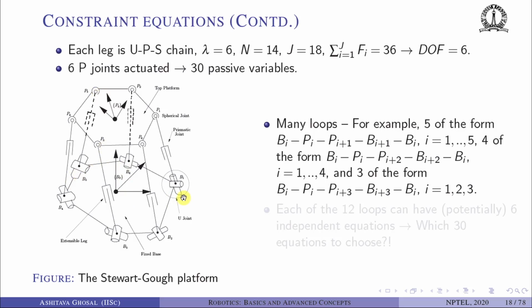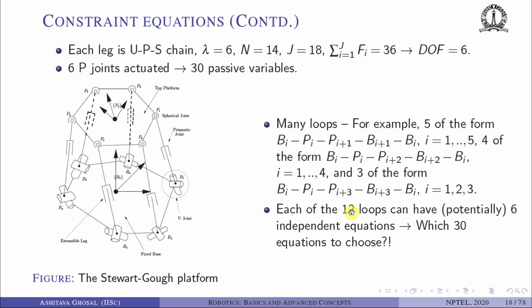So we can skip the middle one. And then similarly we can have 3 where you skip 2 middle ones and go to the third one after the first and then come back. So we have several possible loops, and there are 12 of these, if you think a little bit about it.